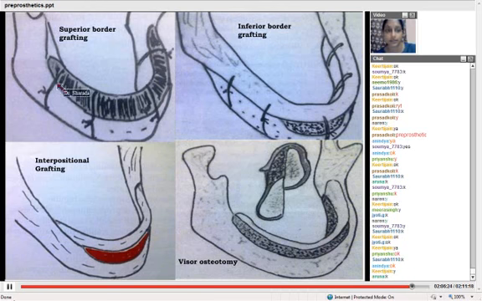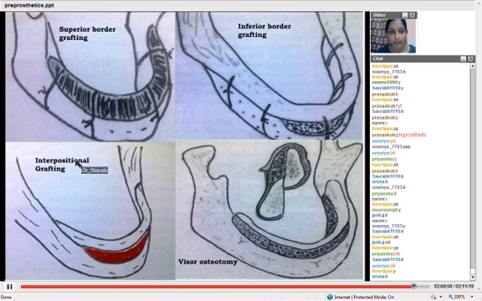See, this is how it is. Can you see this? This is the rib placed here. This was the actual height, so much. On top of it you place a graft and you give transosseous wiring. Inferior border grafting is also done. This is the actual height of the patient's mandible. Inferiorly you place the graft either from the iliac crest or from your rib, and you do transosseous wiring.